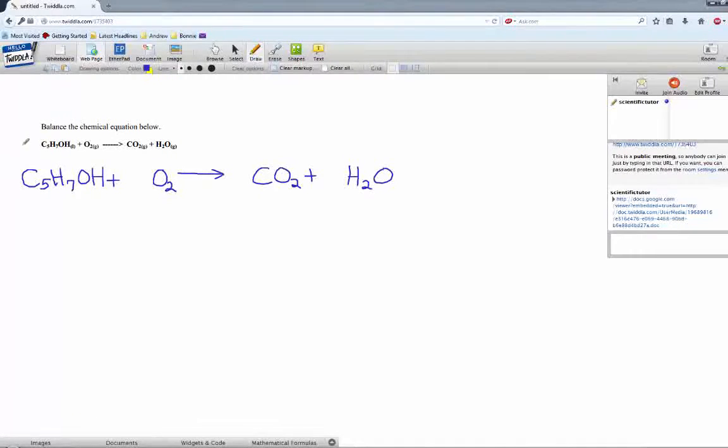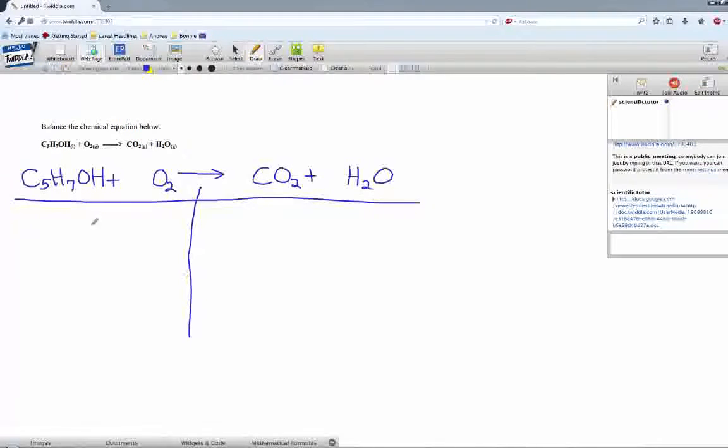Balancing this equation, I took the first step and wrote down the equation larger so that we'd have more room to sketch around it. Then I'm going to separate it down the middle, down the yield sign, and start counting up the elements.